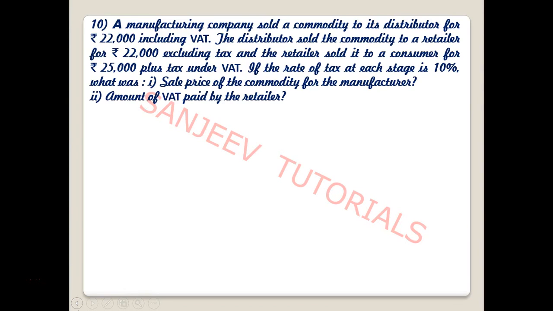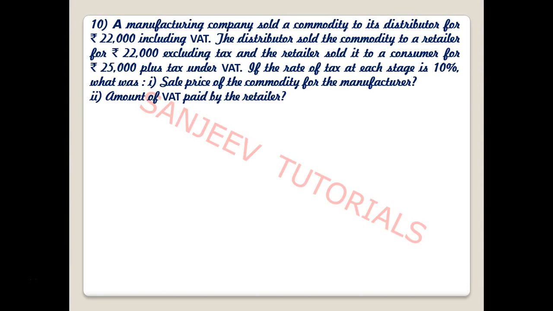Question number 10. A manufacturing company sold a commodity to its distributor for rupees 22,000 including VAT. The distributor sold the commodity to a retailer for rupees 22,000 excluding tax and the retailer sold it to a consumer for rupees 25,000 plus tax under VAT. If the rate of tax at each stage is 10%, what was sale price of the commodity for the manufacturer and the amount of VAT paid by the retailer?